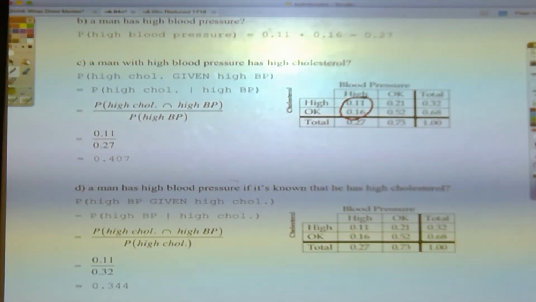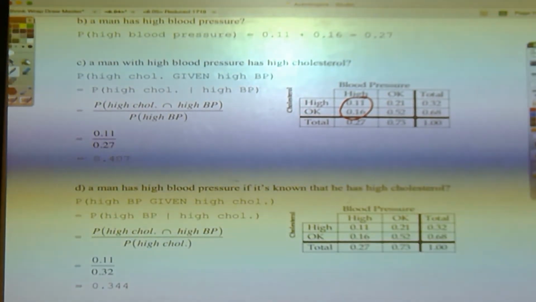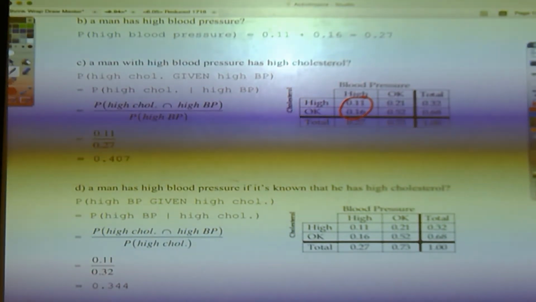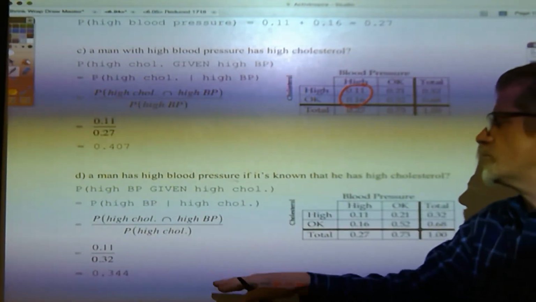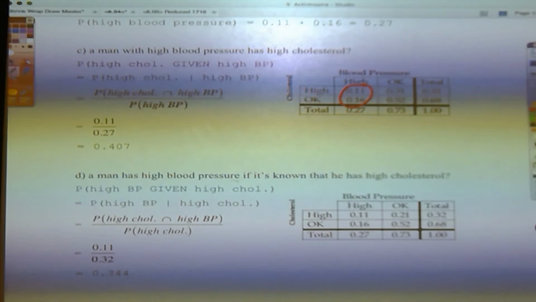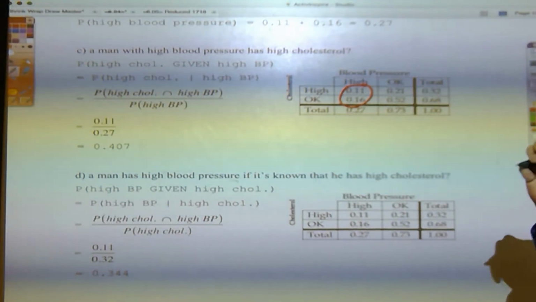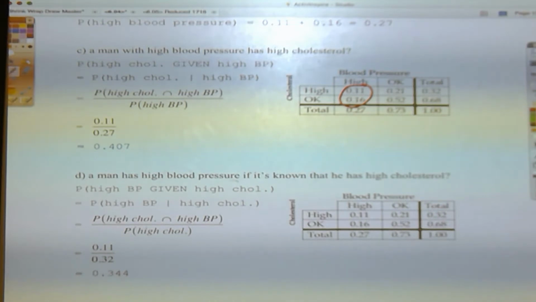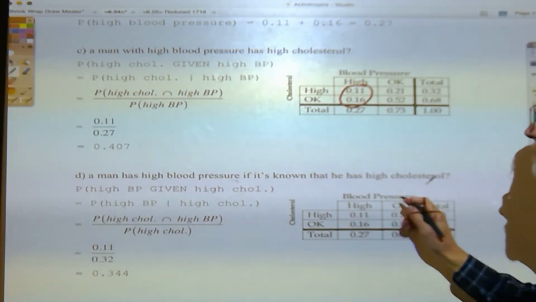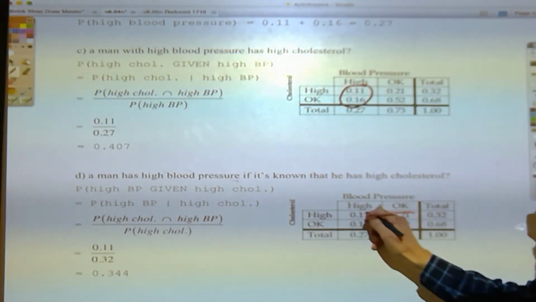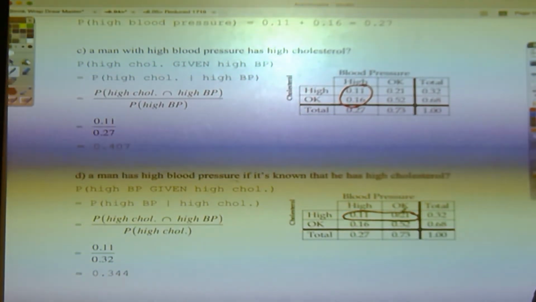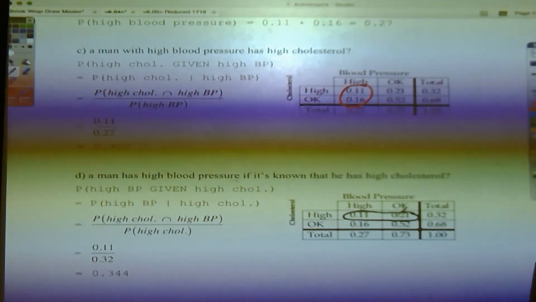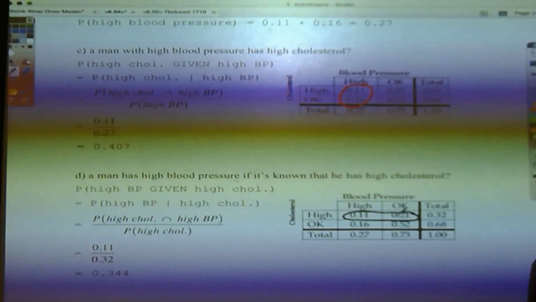And what's the probability that a man has high blood pressure, if it's known that he has high cholesterol? What's the beginning of this question stem? What is the probability that a man has high blood pressure, given that he has high cholesterol? Okay, so it's known he has high cholesterol. And so we shrink it this way, and we take 0.11 divided by 0.32. So look at how often you use the heat gun. You see why we took a whole day and we call it heat gun day? It's like you end up using it time after time after time.